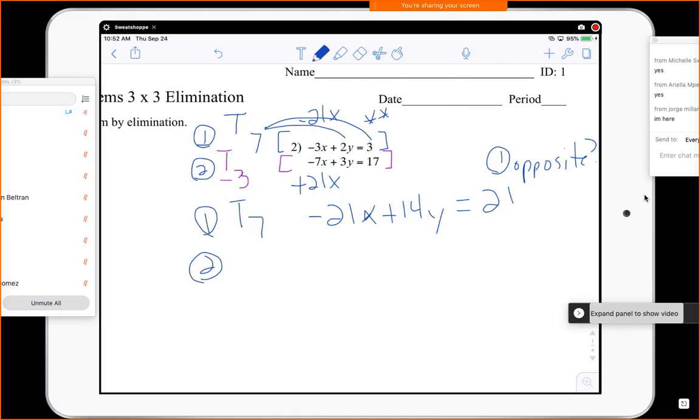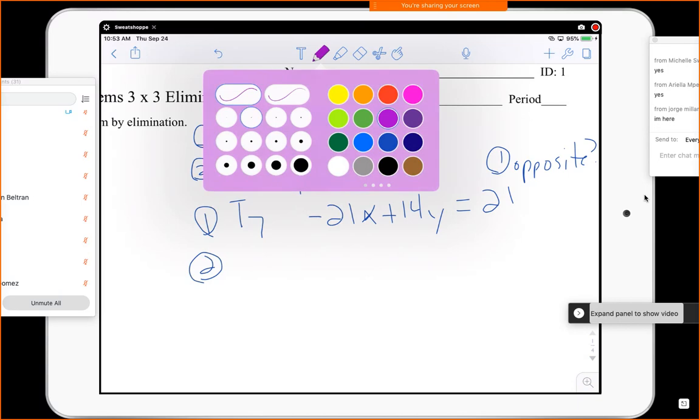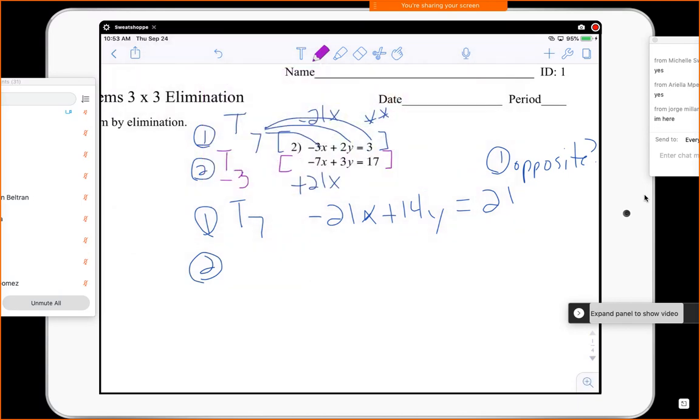Then I'm going to rewrite the second line. I should have done it in a different color, and I will. I'm going to tweak it by negative 3. So negative 3 times negative 7, I get 21x. And I know my handwriting's not quite there yet.